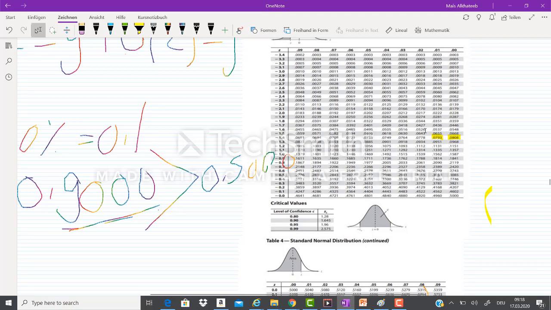Which point do I take then? In this case I take the nearest point, so I take the point 0.0793. I will highlight it because I want to take it. Then I calculate the corresponding Z. The corresponding Z is minus 1.4, and from here comes the 1, so it is minus 1.41. This is the corresponding Z of this point.